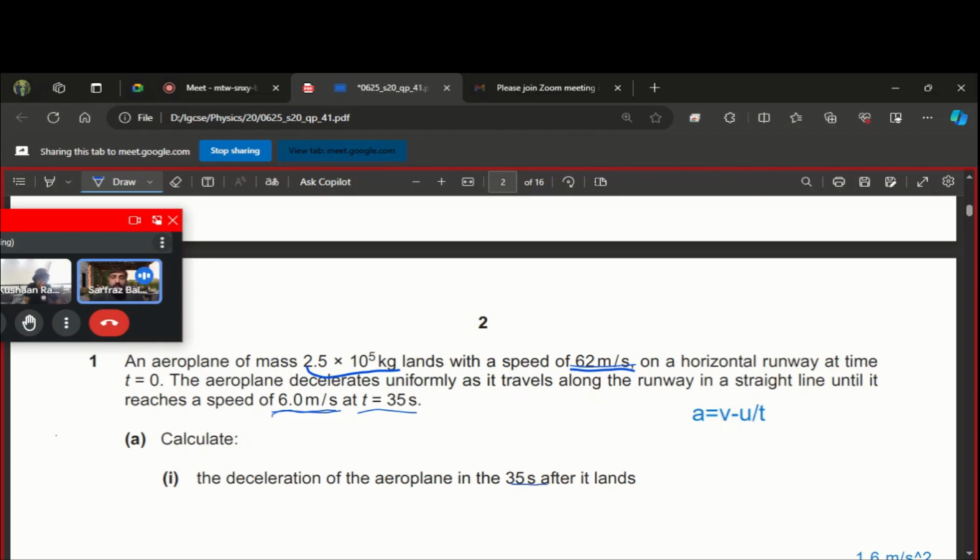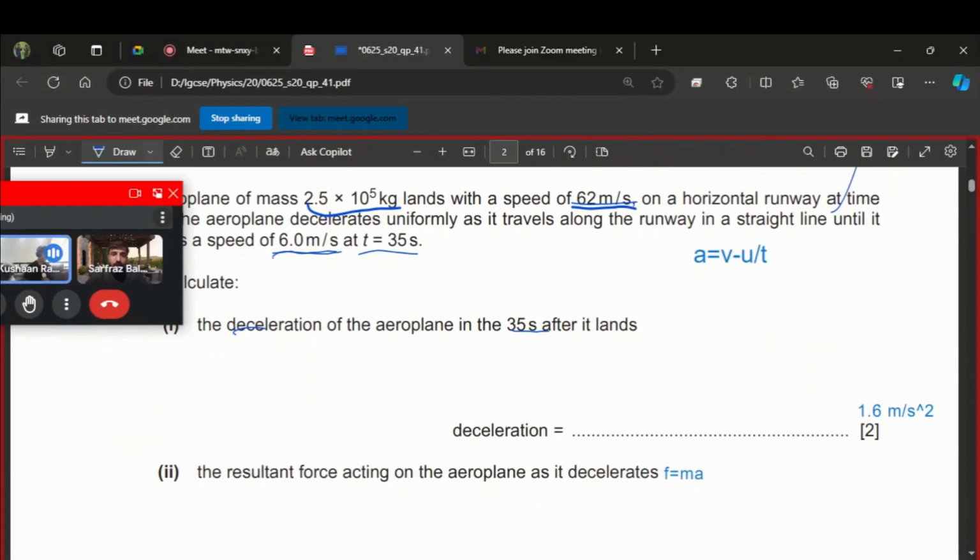What does deceleration mean? Here we have to calculate negative acceleration. How will you calculate it? Acceleration is equal to final velocity minus initial velocity over time. So what will it be? 6 minus 62 divided by what is time? Time is 35. So let me divide it. It is 1.6 meters per second squared with a sign of negative.